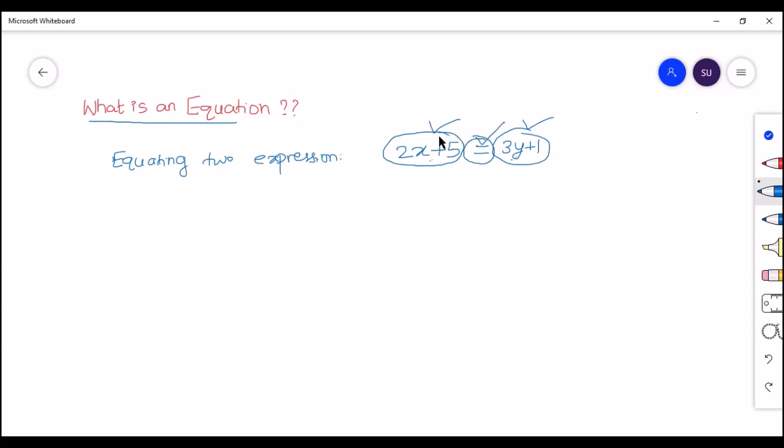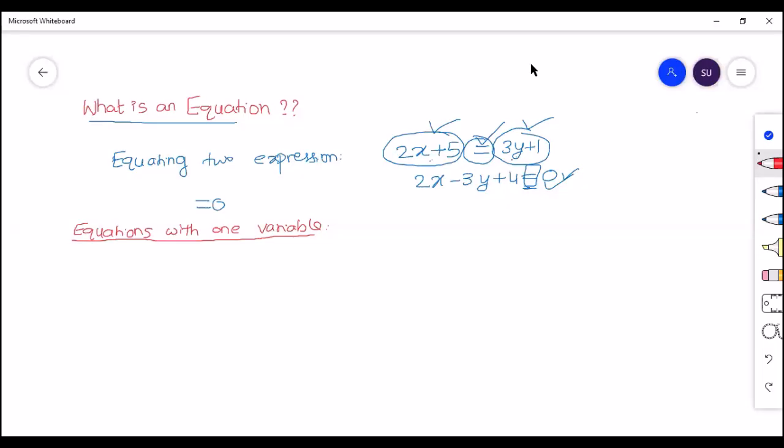So an equation is nothing but something is equal to 0. You can take all terms to one side, so that you can write it as 2x minus 3y plus 4 is equal to 0. Now we can call this an equation. Okay. Now let us see some types of equations.